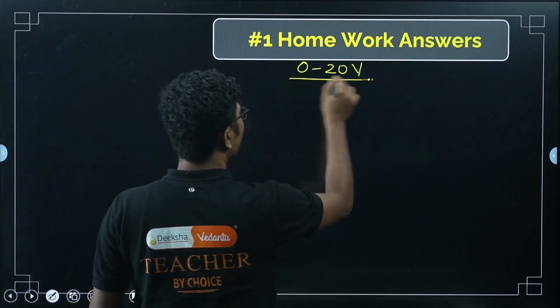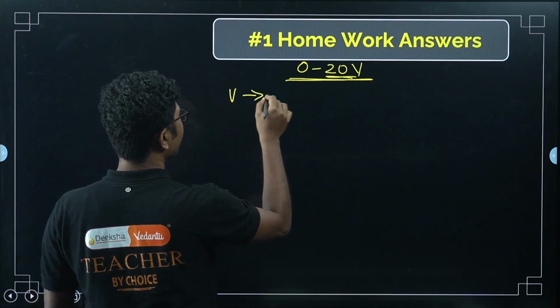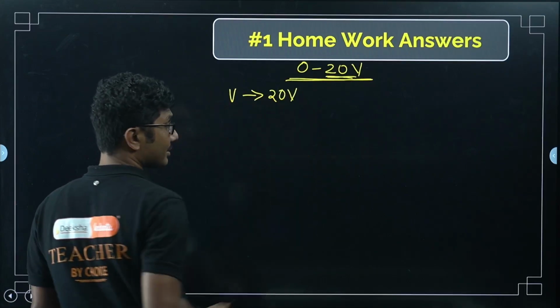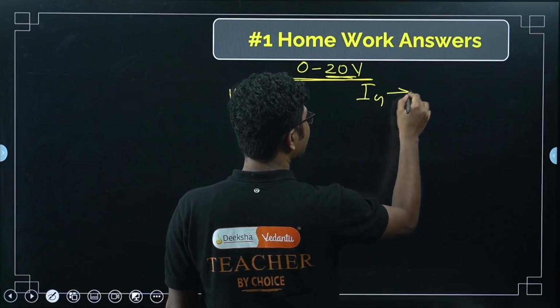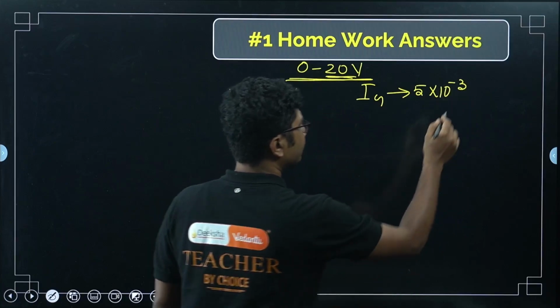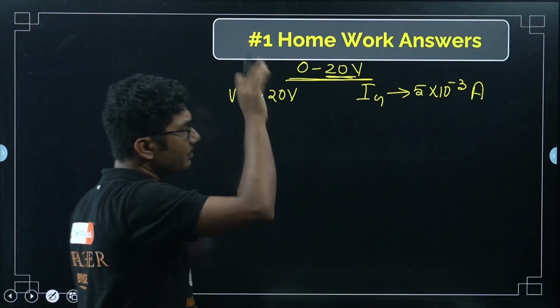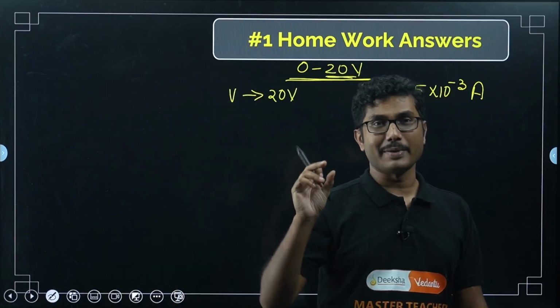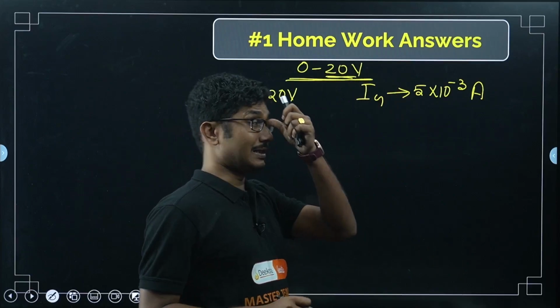Now 0 to 20 volt means when the voltage is 20 volt across the galvanometer, the current should be the maximum current, that is 5 milliampere, right? For any other lesser value of voltage, the current should be less than that, but at the maximum value of voltage, the current should be Ig, right?